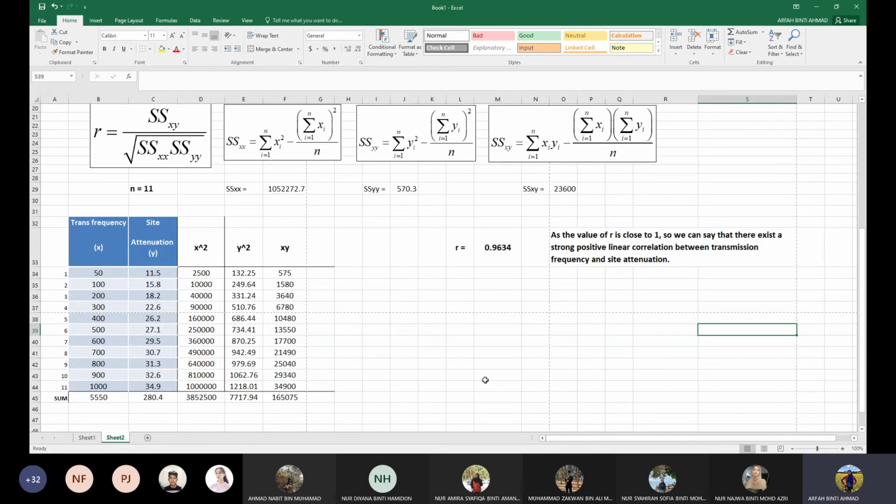Saya nak tunjuk salah satu cara yang lagi mudah nak kira R. Calculate R directly using Excel. Macam mana kita nak calculate R directly using Excel? Okay. R sama dengan. So salin dulu, siapa nak salin? Boleh tengok dulu. Saya bagi 2 minit.